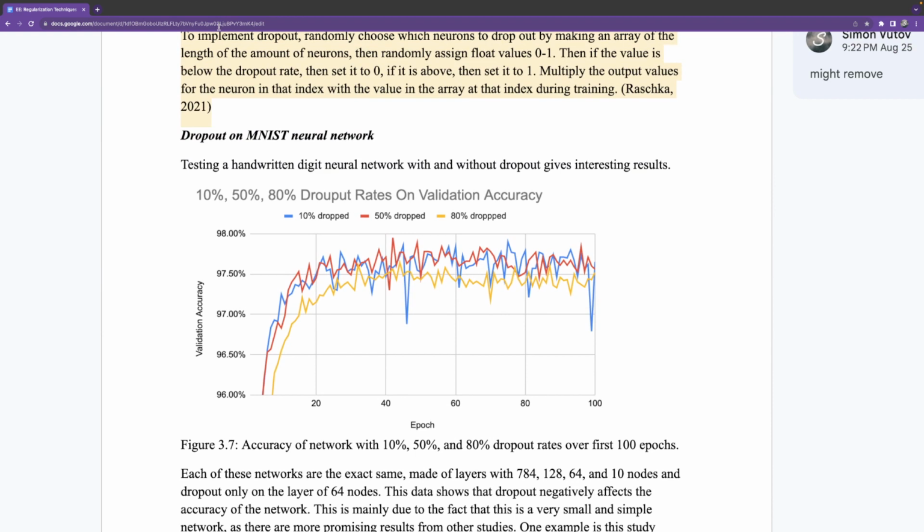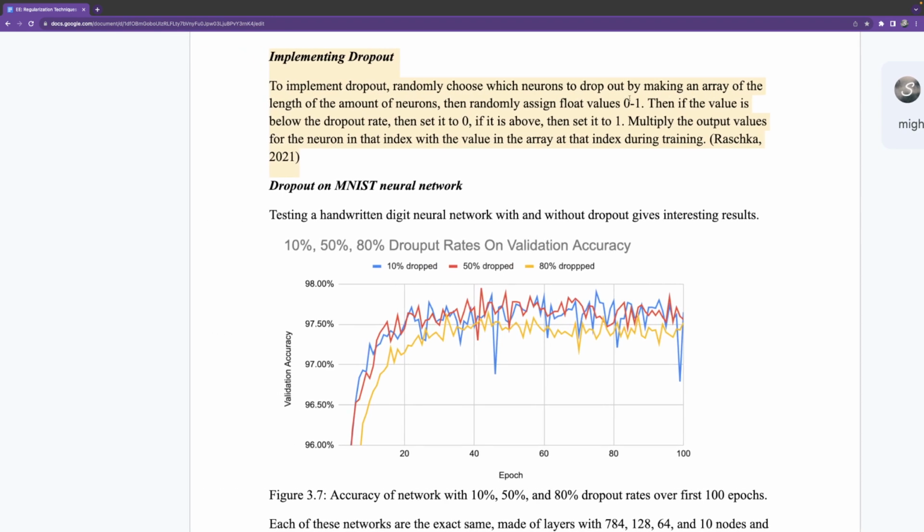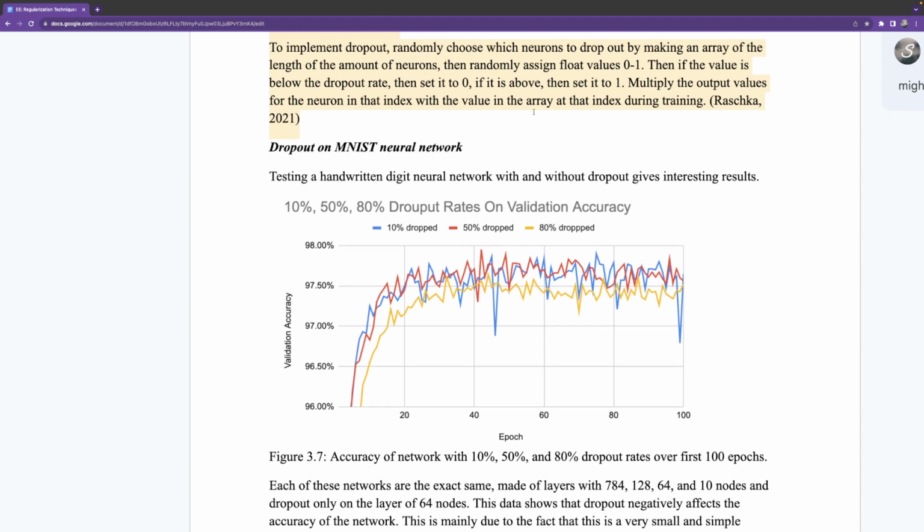So to implement it, it's a simple idea. You just make an array of all your neurons, and then you set the values randomly from 0 to 1, and if the value is above your dropout rate, then set it to 0, else set it to 1, and then you can multiply the outputs by this array. So some of them are going to get muted, and some of them will stay the same if they're multiplied by 1.